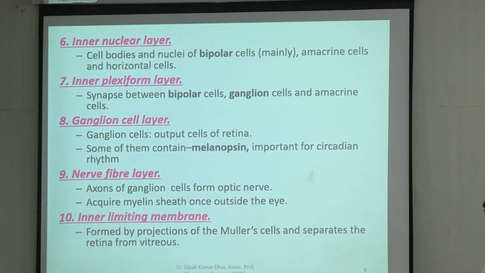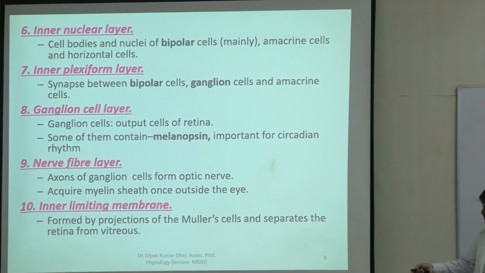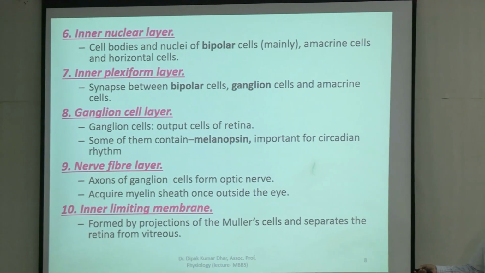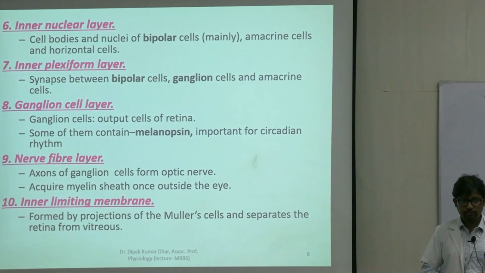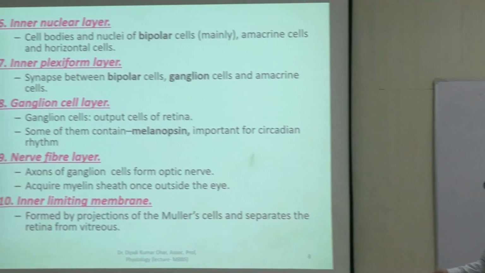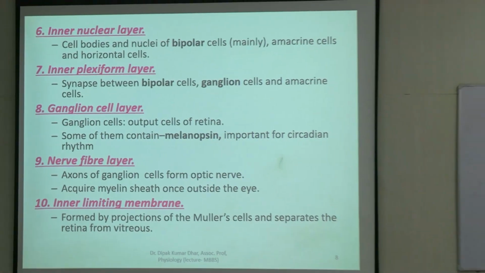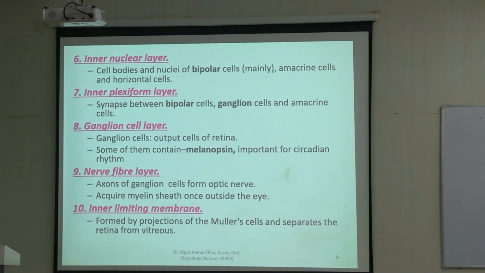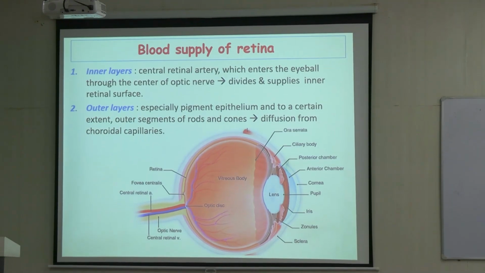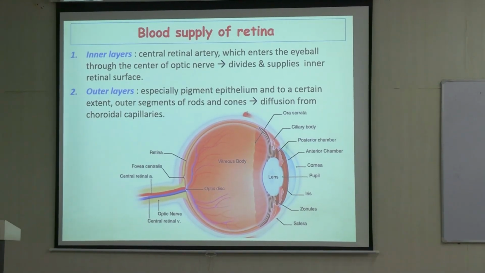Nerve fiber layer are formed by the axons of the ganglion cells, and again the final inner limiting membrane is also not a true membrane but projections of the Muller cells. So retina और vitreous के बीच में जो boundary है, that is the inner limiting membrane. Now let's talk of the blood supply.